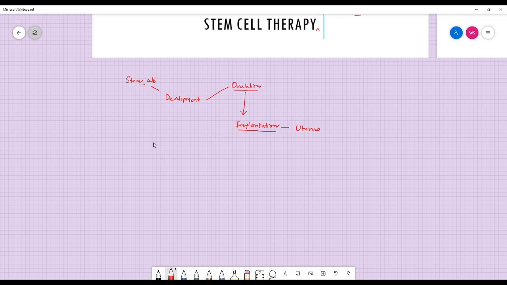So, what is ovulation? Ovulation refers to the release of the secondary oocyte from the Graafian follicle on the surface of the ovary. Okay, that is ovulation.